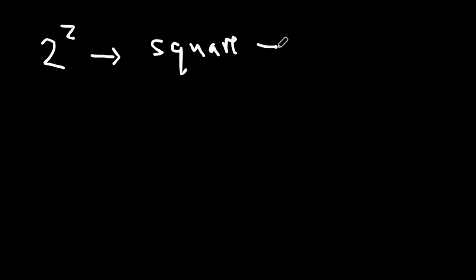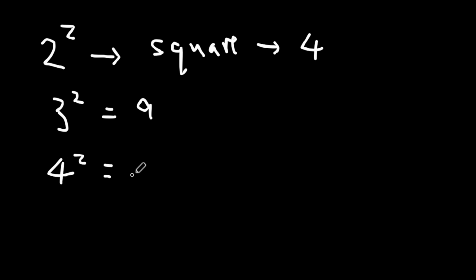So, as you know, this means it's the square. Any number to the power of 2 is equal to squaring it. 2 to the power of 2, and you get 4. 3 to the power of 2 is also squaring it. You get 9. 4 to the power of 2 is also squaring it, and you get 16. So all this is simple enough. 10 to the power of 2 gives you 100.